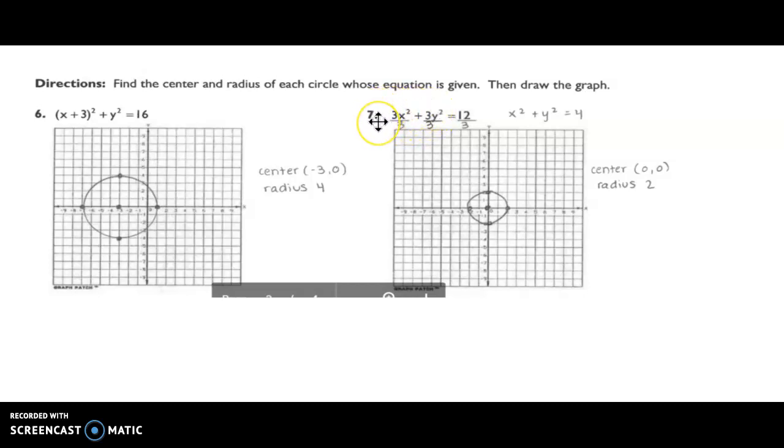You're going to get into more detail later in pre-calculus, but for now you got to know this also. You cannot have a coefficient for x and y, so that's why we divide everything by 3 here. So this is your equation. Center's at 0, 0, radius of 2, so you go 2 up, 2 down, 2 left, 2 right. There's your circle.